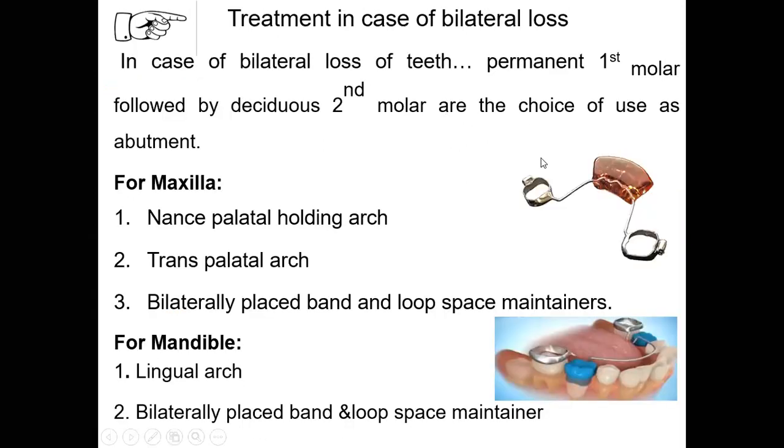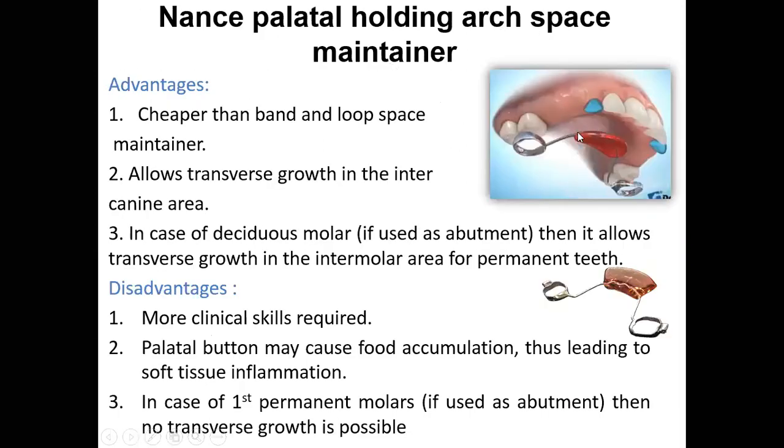The Nance palatal holding arch space maintainer, which we are talking about in detail, has a palatal button. It has a wire framework, and it is given where there is a bilateral loss of deciduous molars. The advantage is that it is cheaper and ready-made from the market. All a dentist has to do is apply the banding material and fix it into the patient's oral cavity, and no more chairside time is required. But the disadvantage is that it is very skillful work. You need to have good skill.